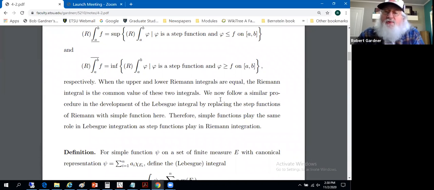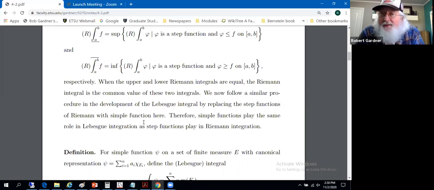So what we're going to do is follow a similar procedure when we develop Lebesgue integration, but instead of step functions, we're going to use simple functions. And that's about it. That's the big picture right there. Problem is that'll only work in this class of functions, bounded functions on sets of finite measure, and we'll take it a little further than that later on.